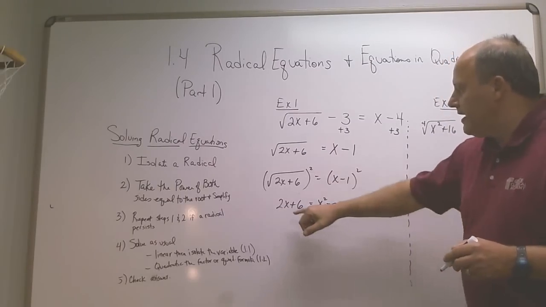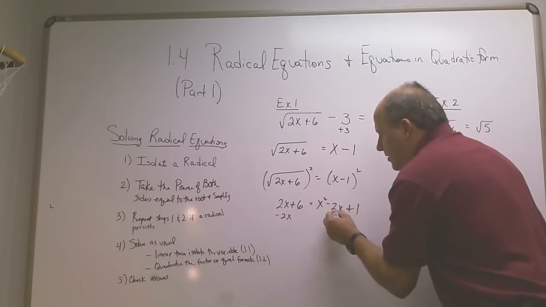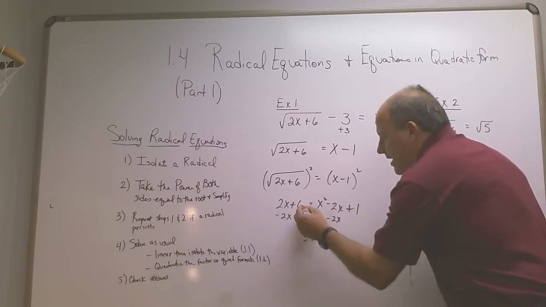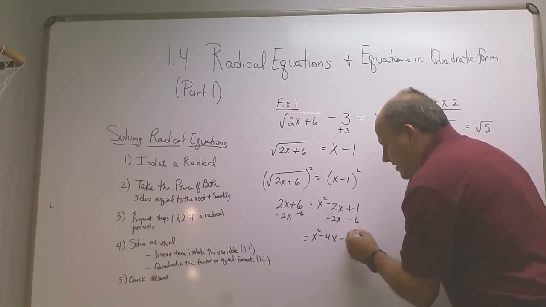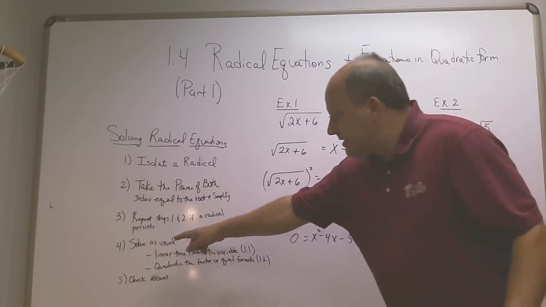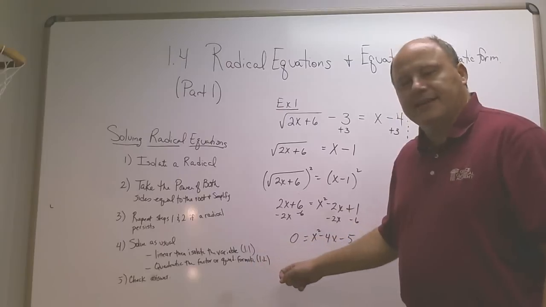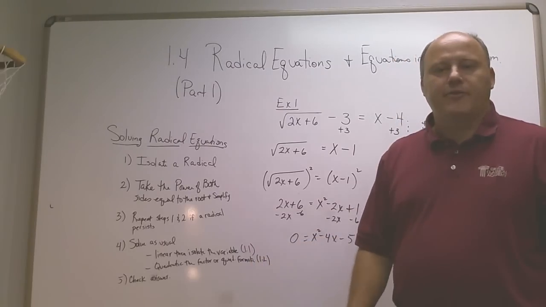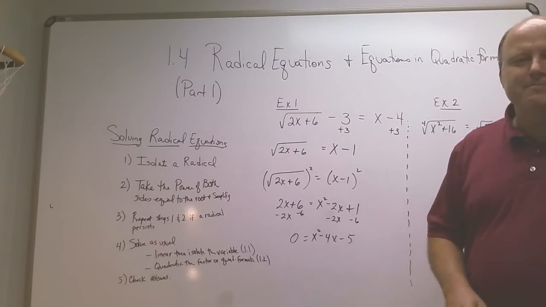What we need to do now is move the terms to the right-hand side. So subtract 2x, subtract 2x. This becomes x squared minus 4x, and then subtract 6, and 1 minus 6 is negative 5, and that equals 0. Now we're on step 4, and it says solve as usual. If it was linear, we would isolate the x, but this one's not linear. It's quadratic, so we'll factor it or use the quadratic formula. And I believe this actually factors, and most of them will.